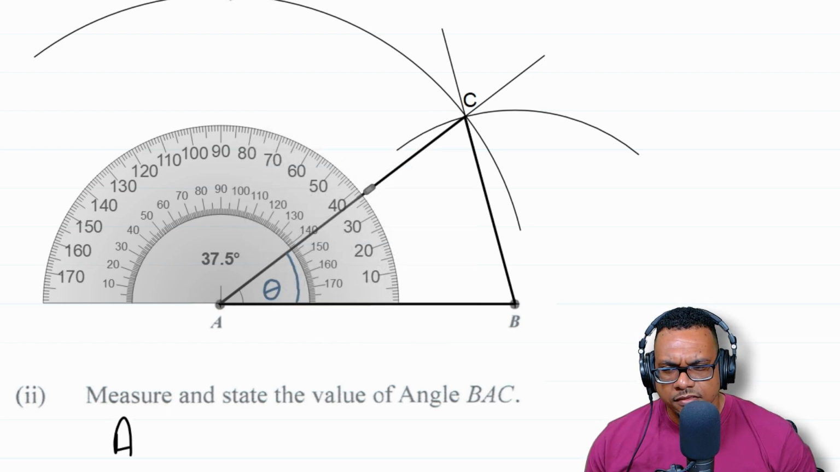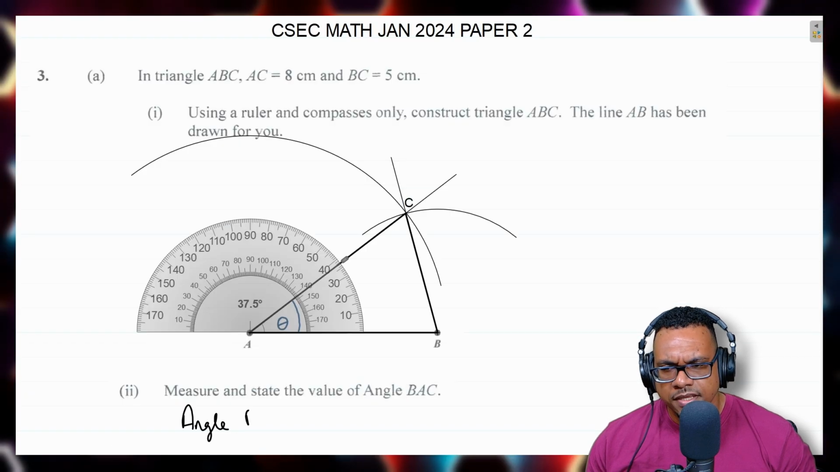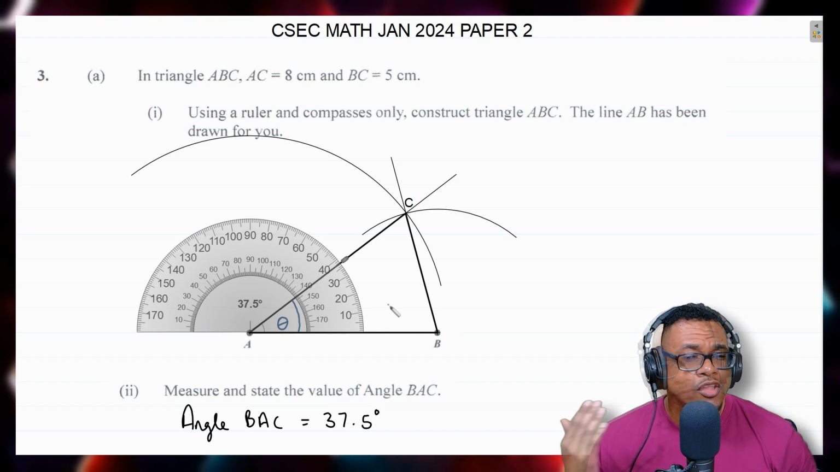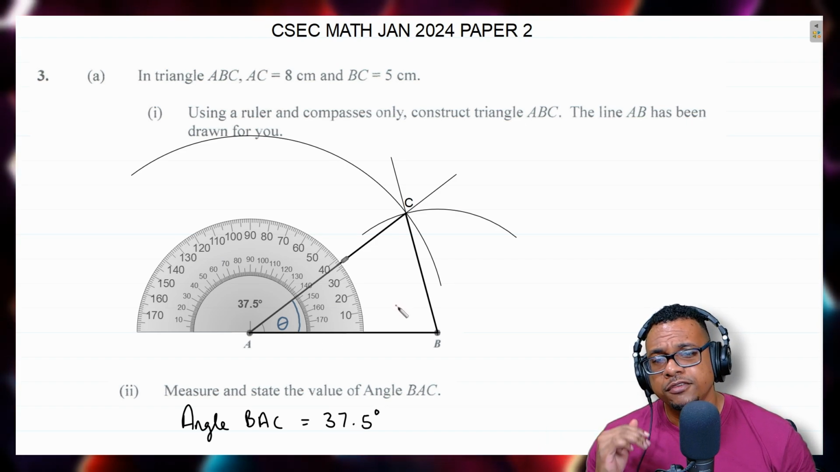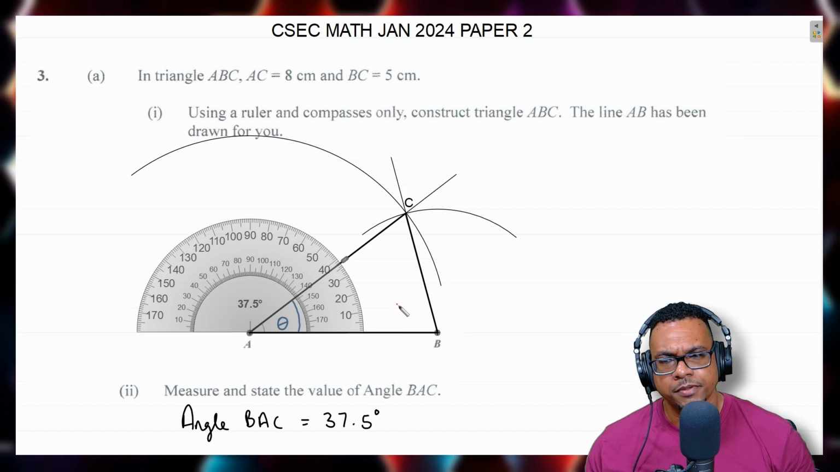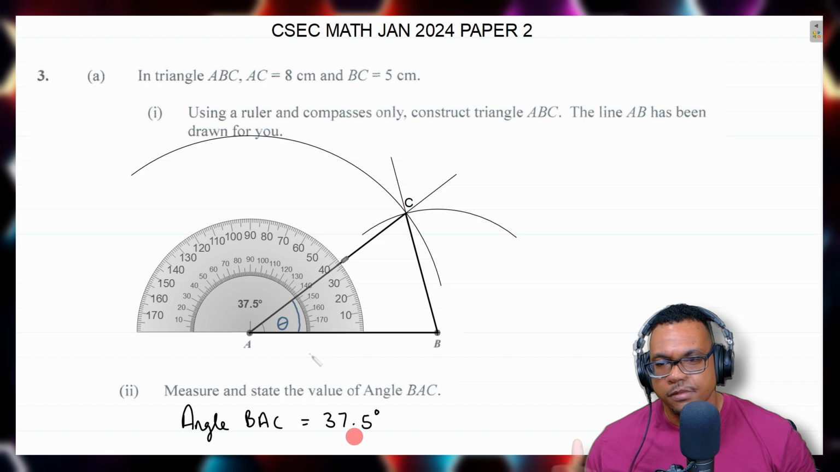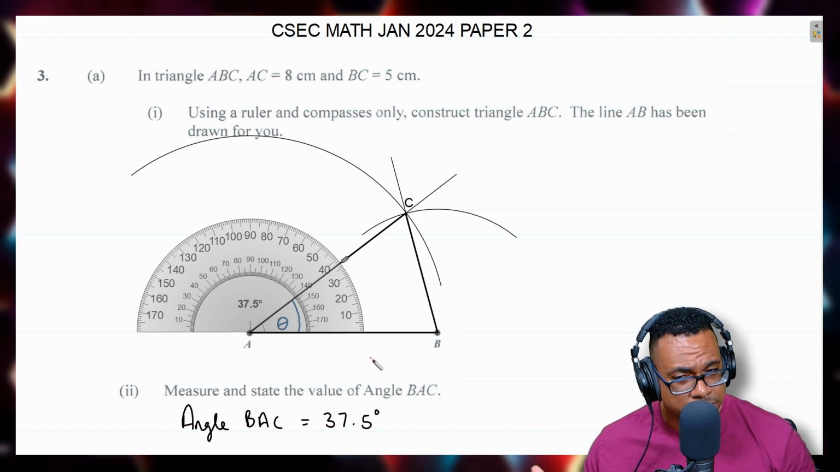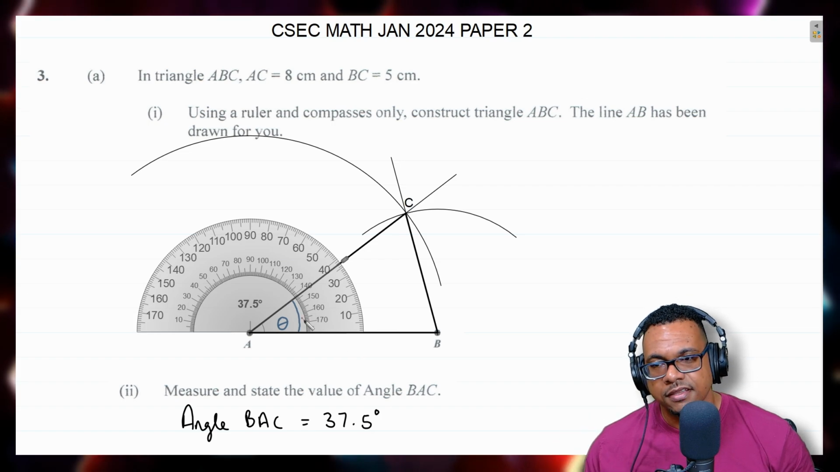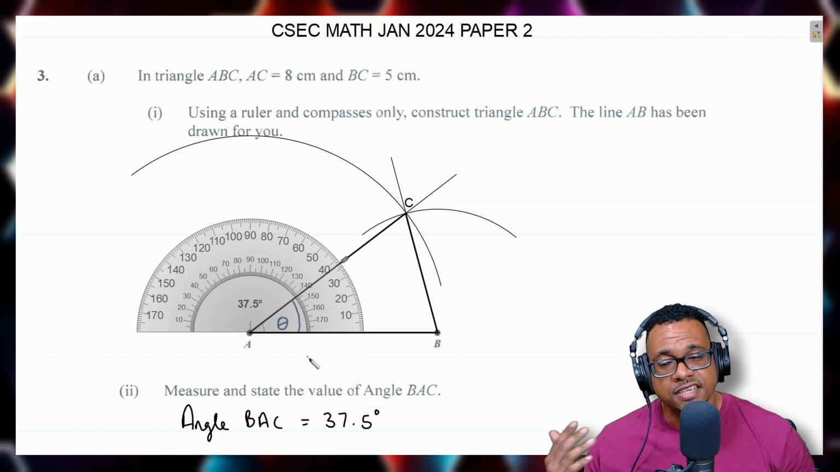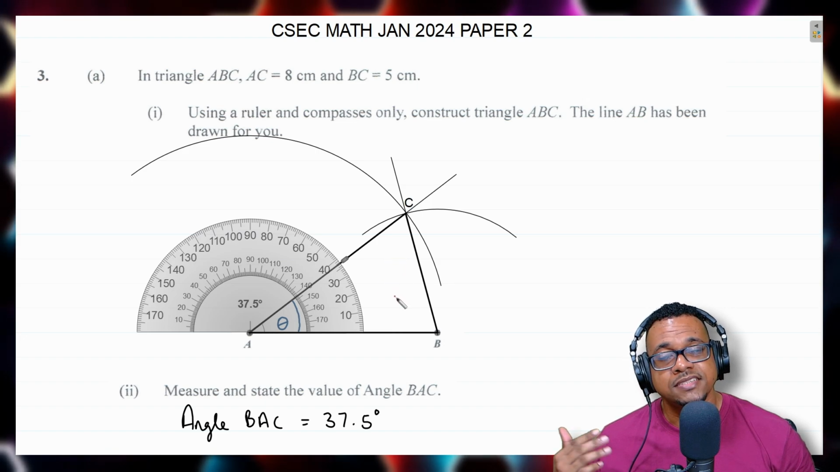So angle BAC is equal to 37.5 degrees. Now, I'd just like to remind you again that if you're doing this question on the actual past paper, the exact copy of the past paper, you would not get this answer because my length of AB here would be different from the length of AB on the actual past paper, which would affect the angle at BAC. But the steps that I've taken to do the question would be the same.